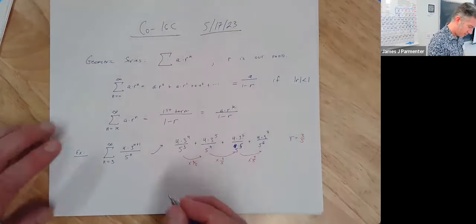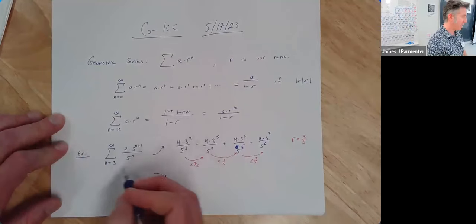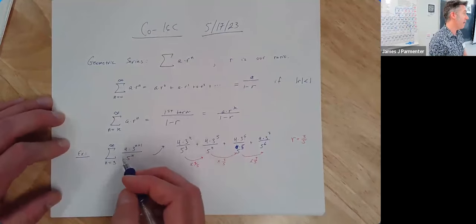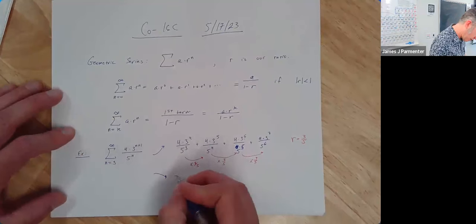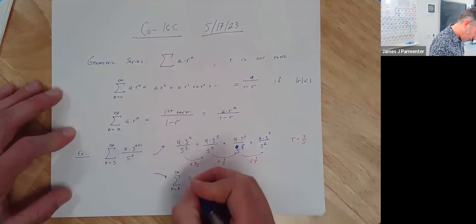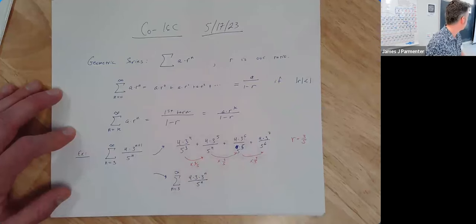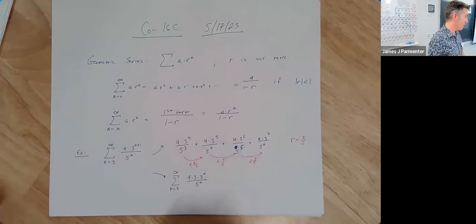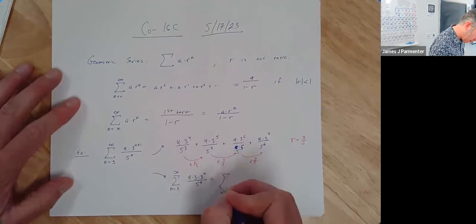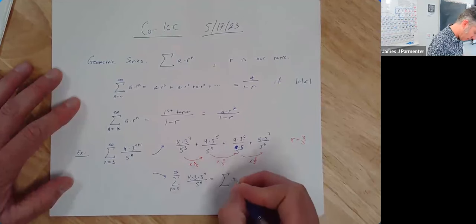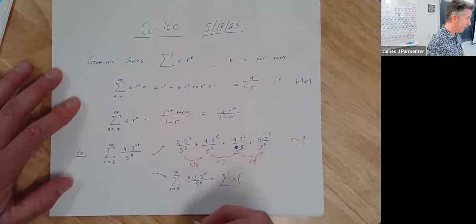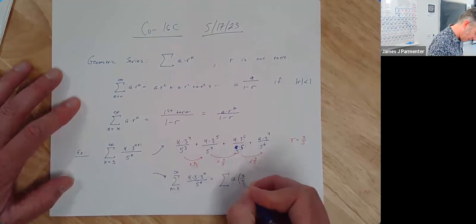The other way is to try to rewrite this so you've got something at least at the n power. So I can rewrite this as the sum of n equals 3 to infinity of 4 times 3 times 3 to the n over 5 to the n. 3 to the n plus 1 is 3 times 3 to the n. And then we can break that apart as 4 times 3 is 12, and the 3 to the n over 5 to the n is the same as 3/5 to the n.